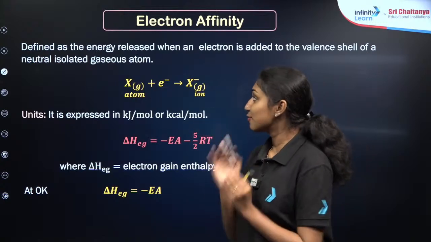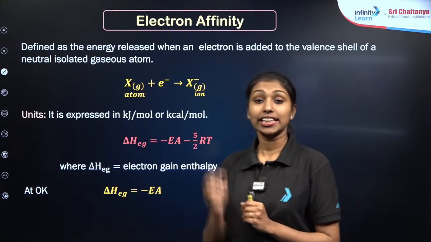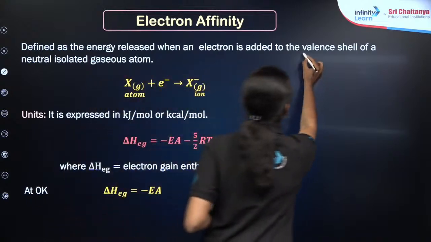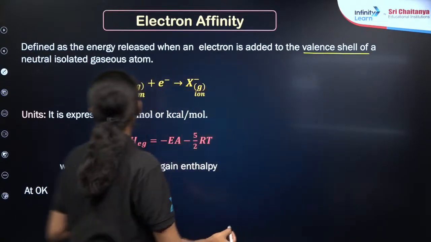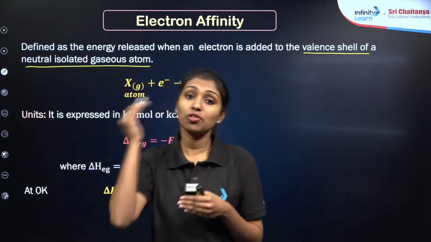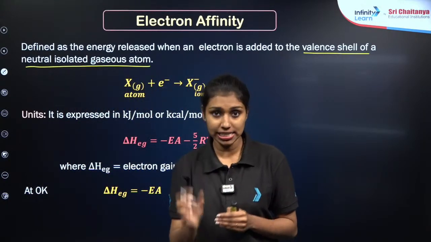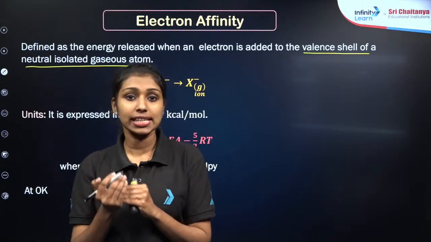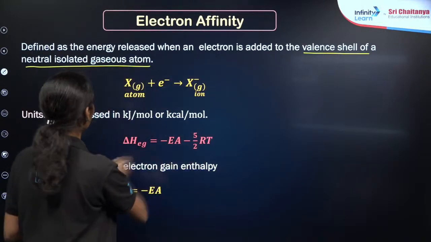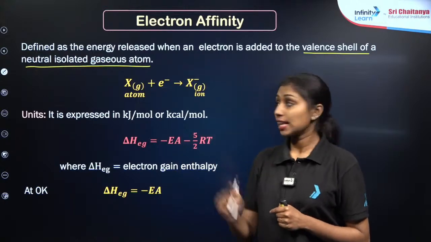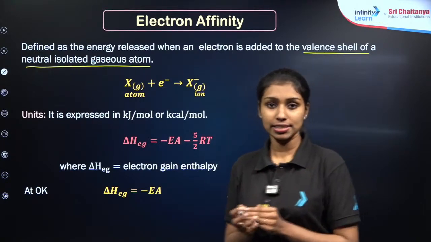Electron affinity is defined as the energy released when an electron is added to the valence shell of an isolated neutral gaseous atom. Whenever an electron is added to the valence shell of an isolated neutral gaseous atom, energy is released. That energy released is known as the electron affinity. We can interchangeably use electron gain enthalpy and electron affinity in a simple way.